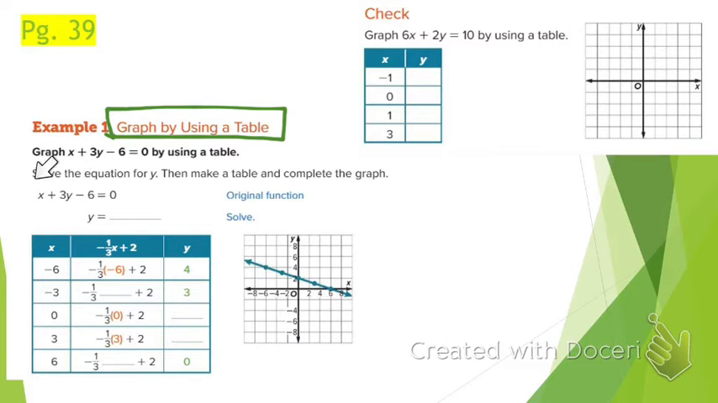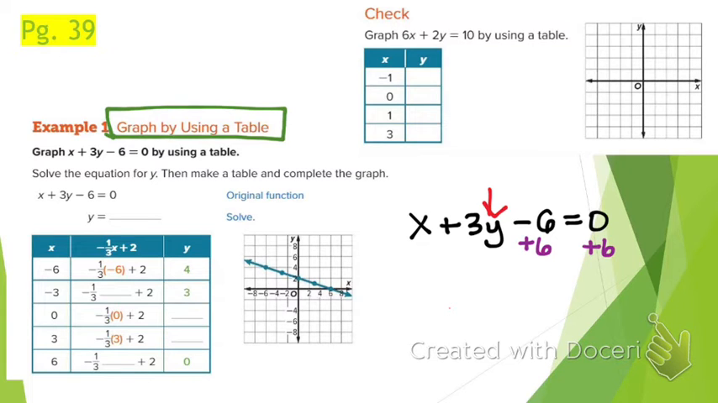So the second step is to solve the equation for y. Okay, so they didn't really show the steps, so I'm going to show the steps off to the side if you want to. So this is the equation. It says x plus 3y minus 6 equals 0. So I have to solve this for y. So in order to solve it for y, we added 6 to both sides, which is going to give me x plus 3y equals 6.